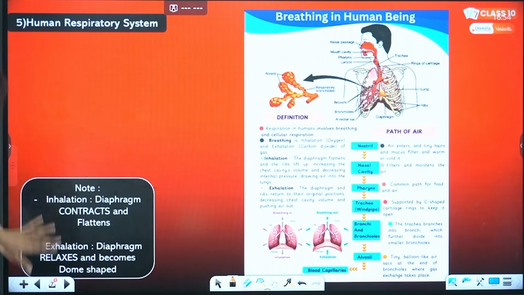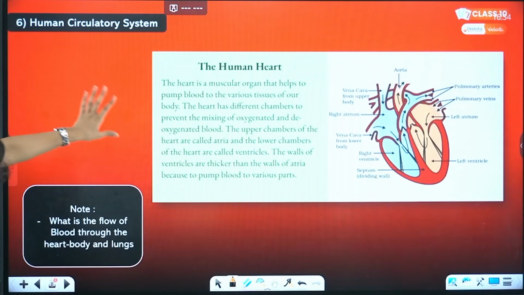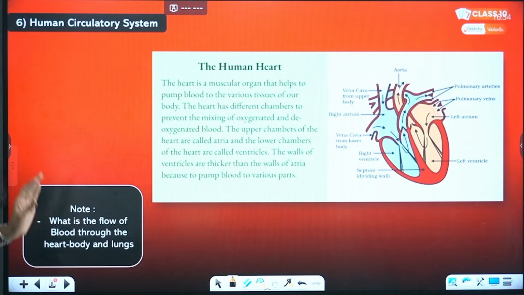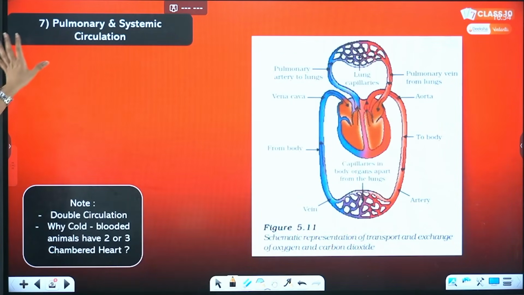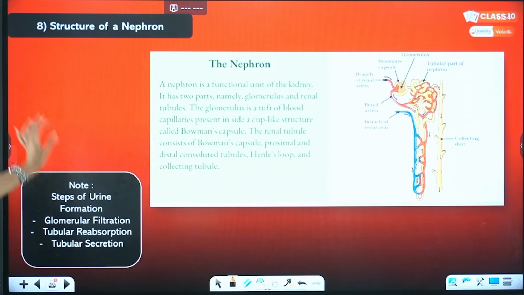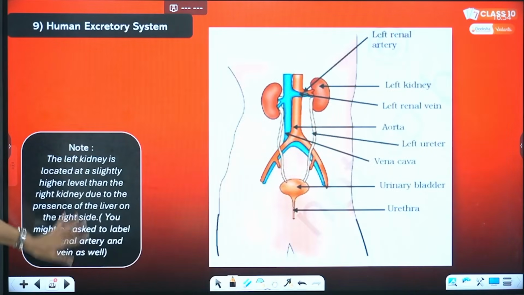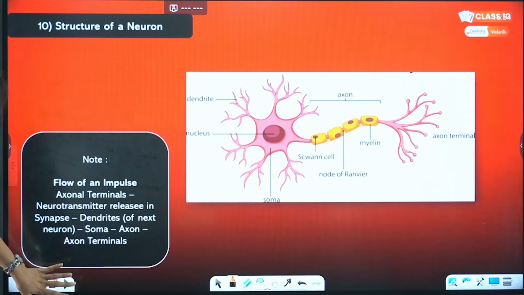Then you have the human digestive tract, respiratory system, right? Human circulatory system, diagram of heart, right? With all the notes, what kind of questions might come in your exam. This is your pulmonary and systemic circulation, structure of a nephron, all the diagrams, the human excretory system diagram, right? Now we have prepared the notes.